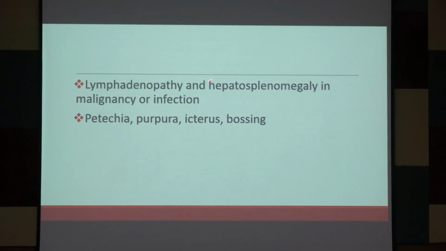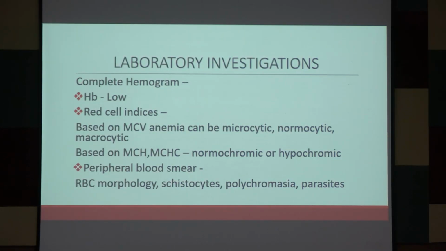Lymphadenopathy and hepatosplenomegaly found in malignancy or infection. Petechiae, purpura. Petechiae can be found in leukemia patients also. Then icterus in hemolytic anemia. Bossing, in thalassemia class you will find frontal bossing. Okay. Now we come to the laboratory investigations.